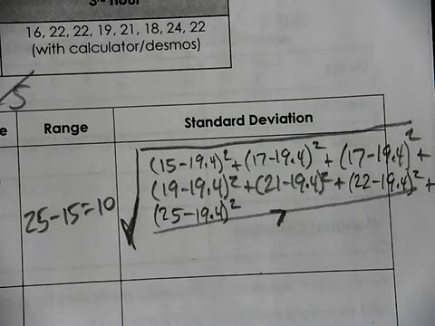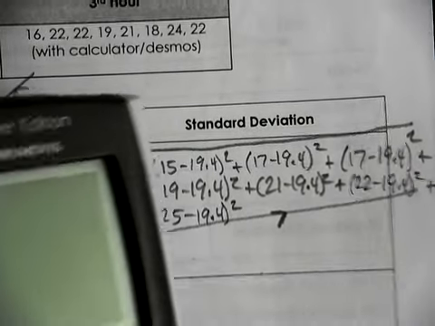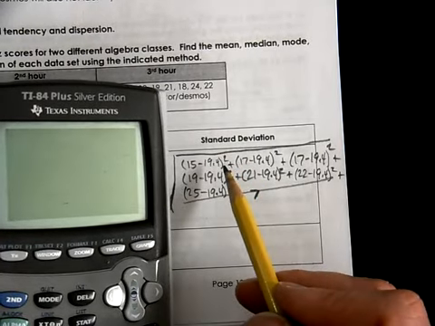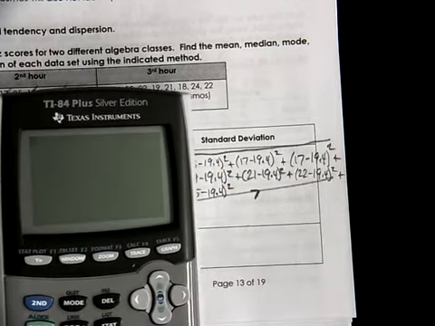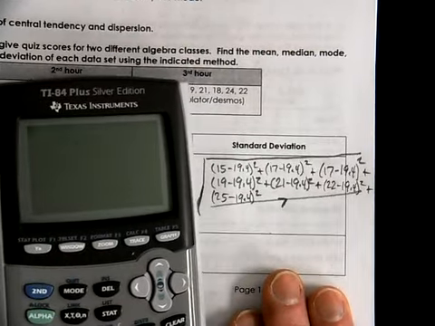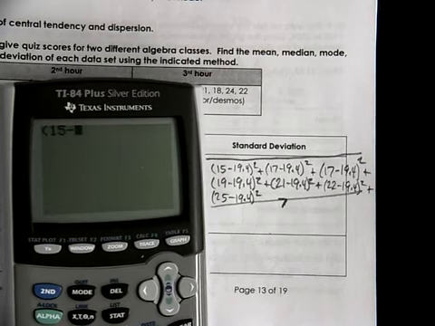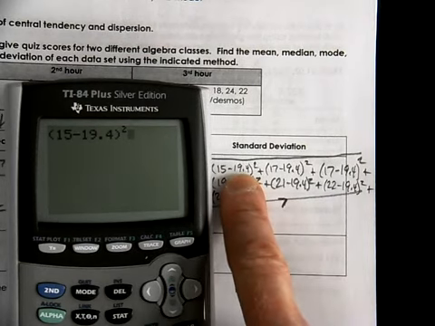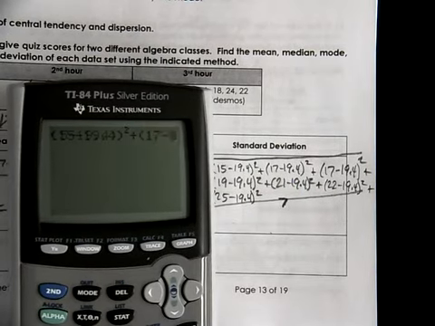So this is where we go calculator dependent. Even when we're doing it by hand, yes, we could probably do some of those by hand and maybe square them, but squaring decimals is always a pain. So we'll probably still use a calculator, but you're showing all your steps. So parenthesis, 15 minus 19.4, quantity squared. That's my first set of parentheses. My second set of parentheses is 17 minus 19.4.